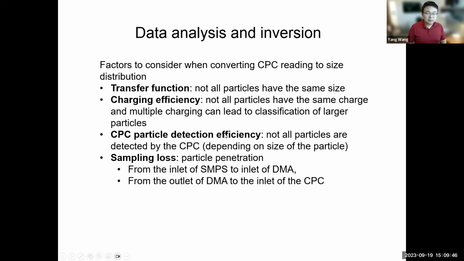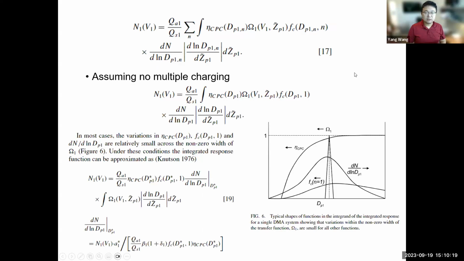If we go through this data inversion process again, there are factors that determine the CPC reading in this size classification process: the effect of the transfer function, the charging efficiency, the CPC particle detection efficiency, because not all the particles are detected by the CPC, and also the sampling loss. To consider all of these effects, the response of the CPC is an integral of all of these factors, as you can see in this equation here.